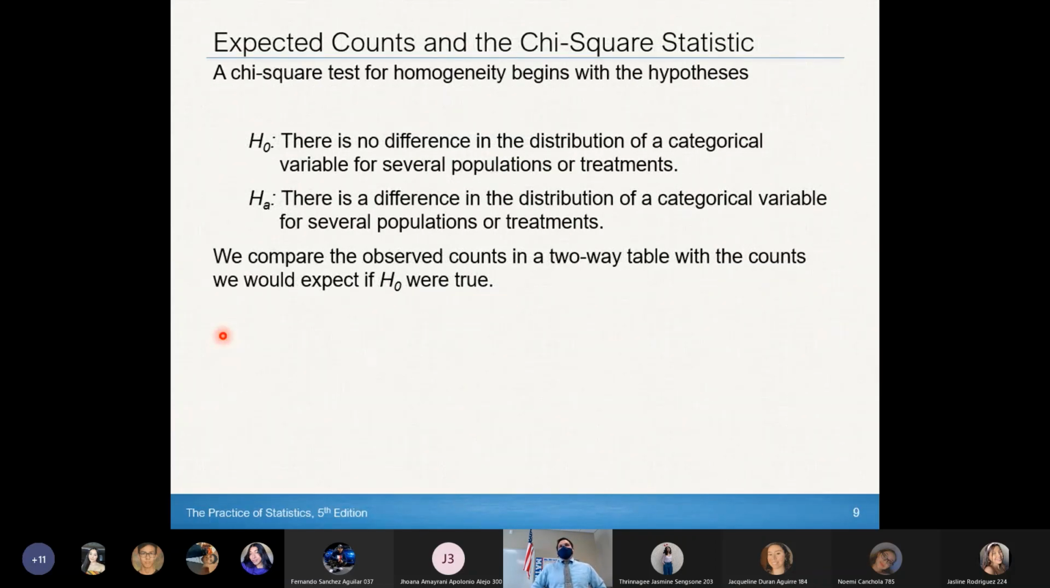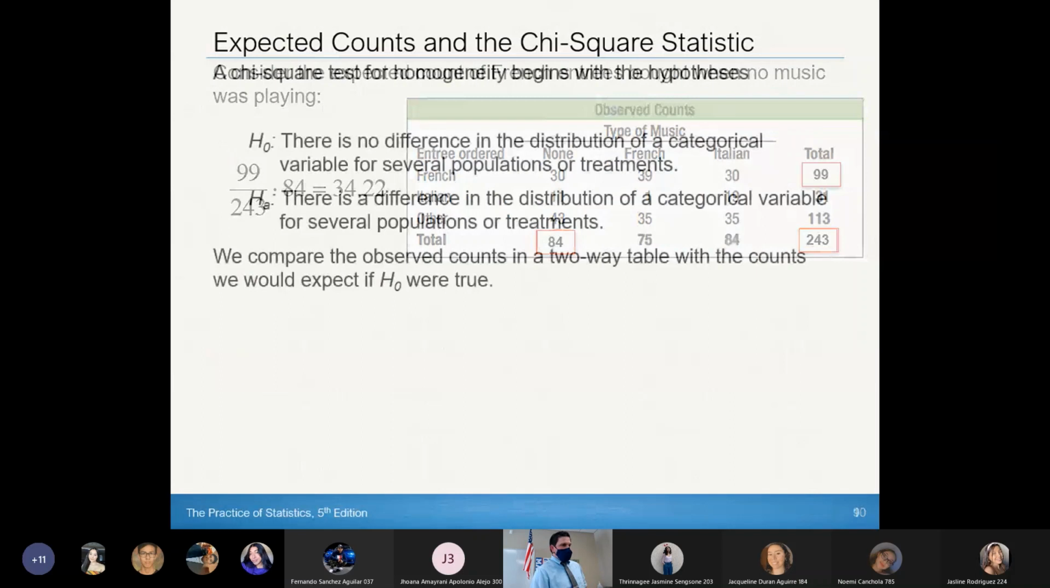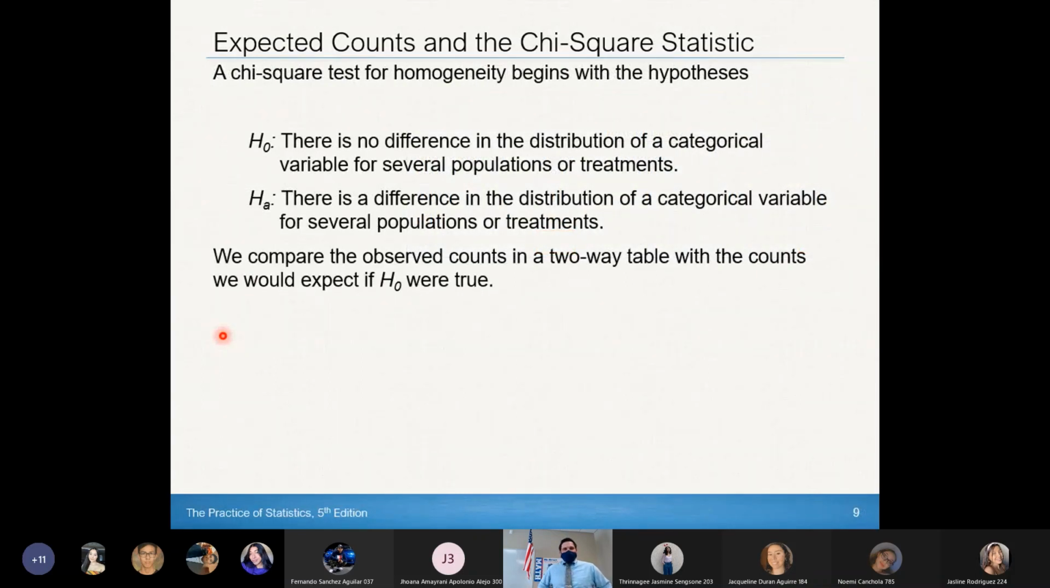Similarly to what we had to do in 11.1, we need to find expected counts. A chi-square test for homogeneity begins with the hypotheses. The null hypothesis is that there is no difference in the distribution of a categorical variable for several populations or treatments. And the alternative is that there is a difference in the distribution of a categorical variable for several populations or treatments. We compare the observed counts in a two-way table with the counts we would expect if the null hypothesis were true. Does anyone need a moment to write anything down about our hypotheses?